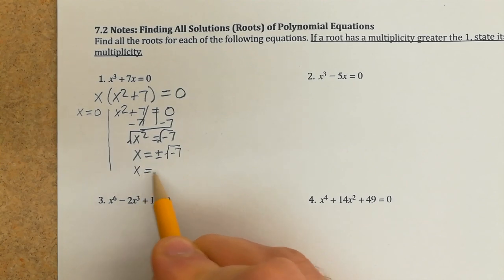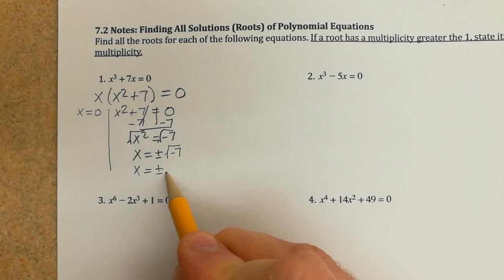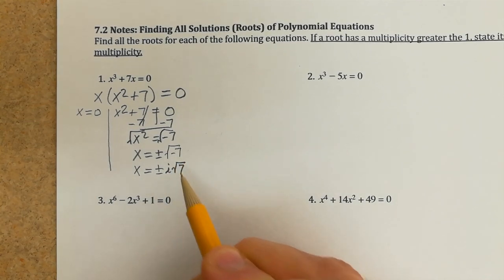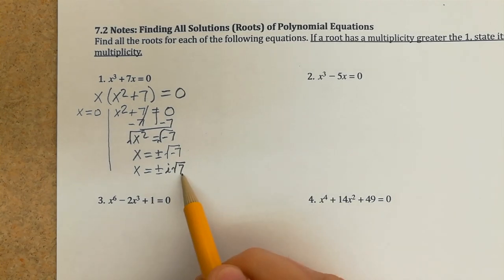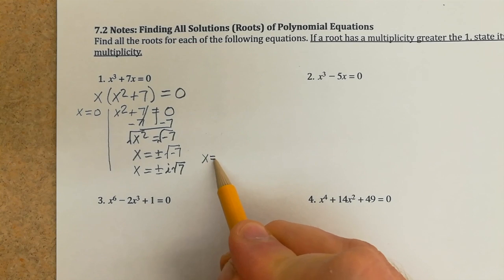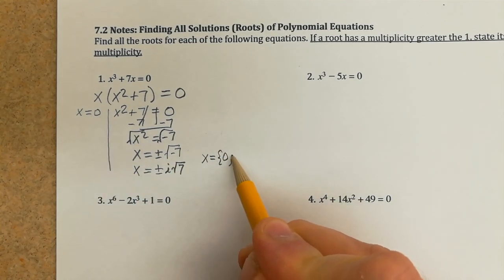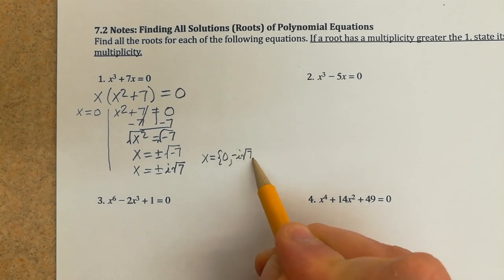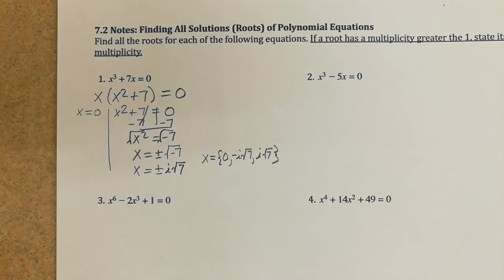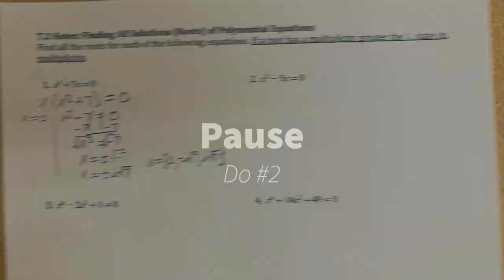Now remember, since we have a square root of a negative number, we can take out i. That represents square root of negative 1. So that's as far as we can simplify this one. So we have 3 roots or solutions: 0, and then negative i root 7 and positive i root 7. You could go ahead and keep them as positive or negative. That's fine. There's just one way to write it. Okay, you guys go ahead and do number 2.